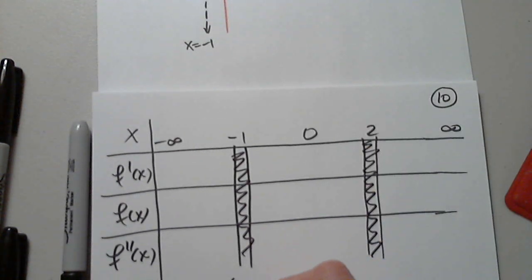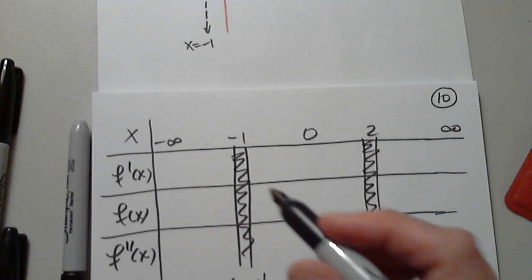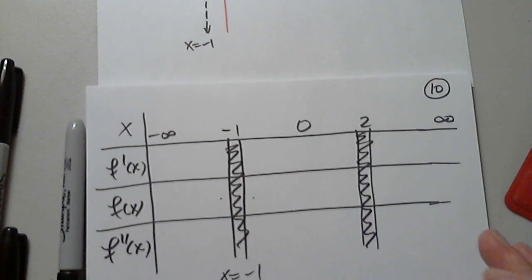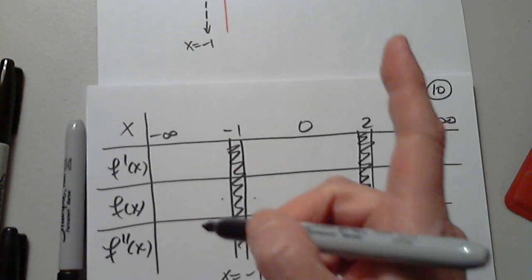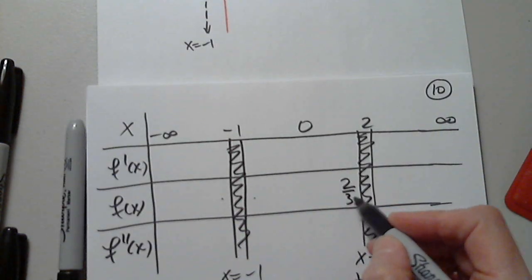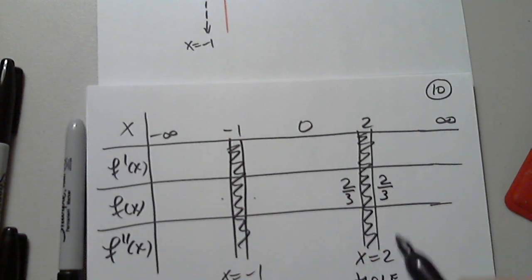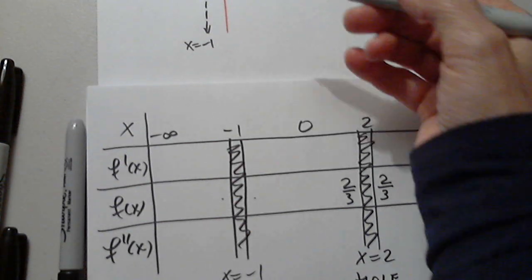So x equals -1 is a vertical asymptote, so I have to find the limits. But x equals 2 is a hole in the graph, and I have 2/3 on this side, and 2/3 on that one. Clearly done, because I have the point.